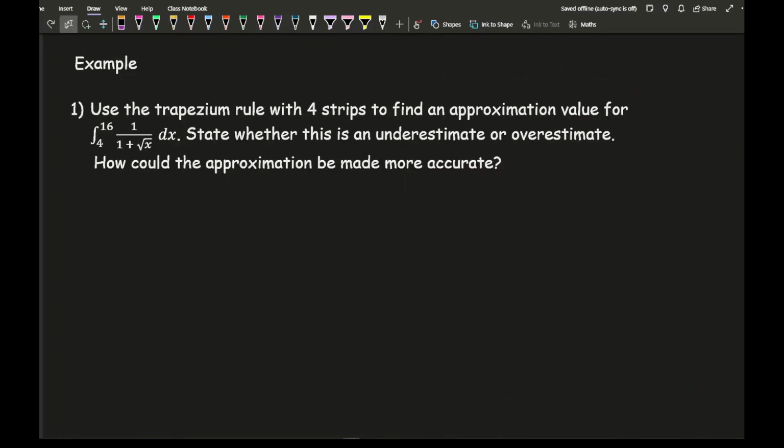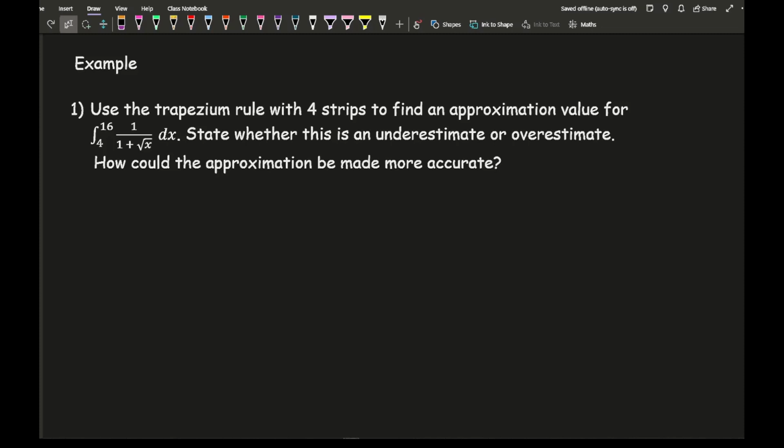So let's get started on an actual example. This question says: use a trapezium rule with 4 strips to find an approximate value for the integral of 1 over 1 plus root x dx between the limits of 16 and 4. State whether it's an underestimate or an overestimate and how the approximation could be more accurate.